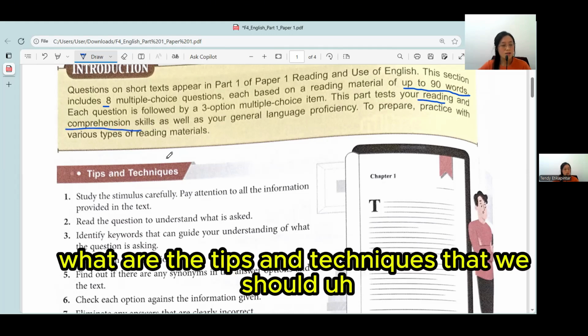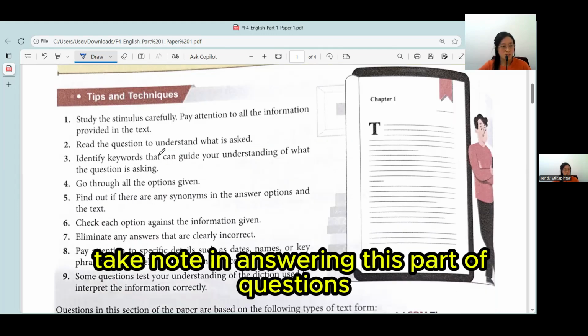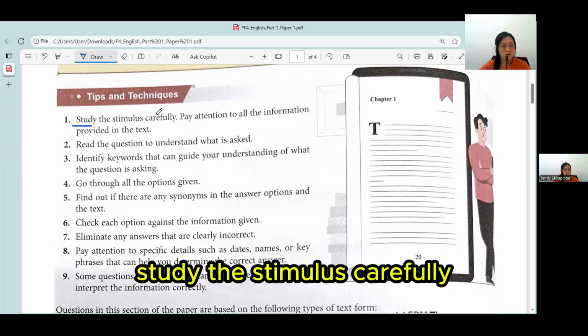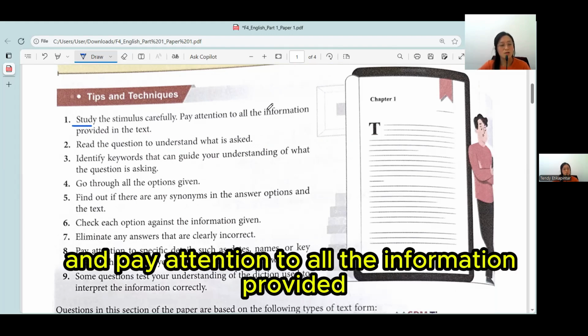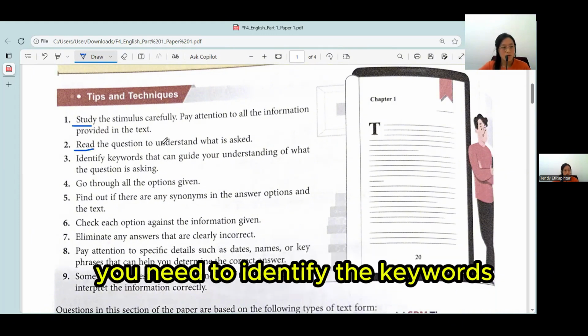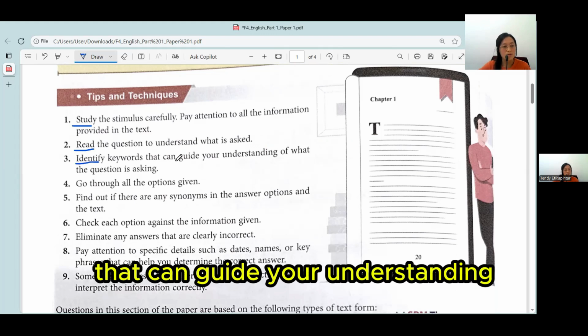Let's see what tips and techniques we should take note of in answering this part. First, you need to study the stimulus. Study the stimulus carefully and pay attention to all the information provided. Next, read the questions to understand what is asked. You need to identify the keywords that can guide your understanding.